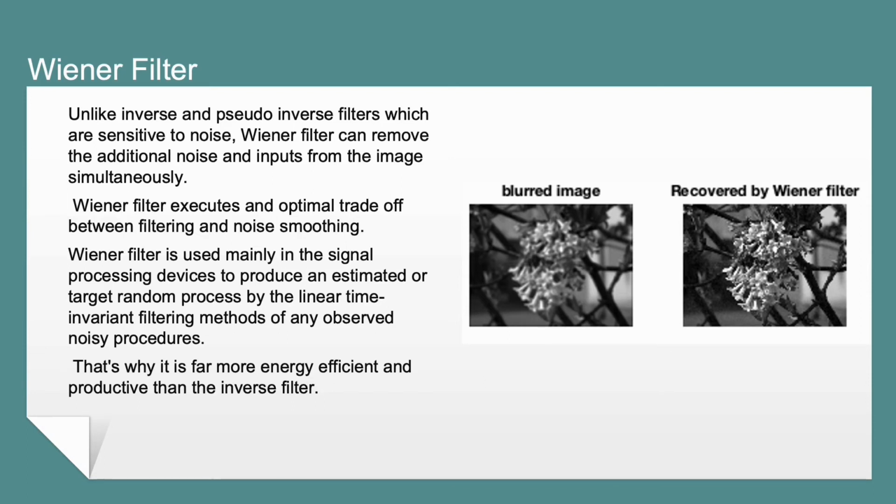The applications of Wiener filters are: it is used in signal processing devices to produce an estimated or target random process by the linear time invariant filtering methods of any observed noisy processes. That's why it is far more energy efficient and productive than the inverse filter and pseudo inverse filter.